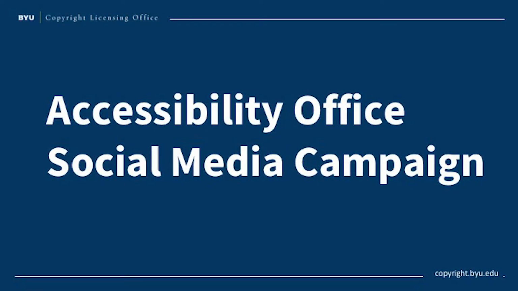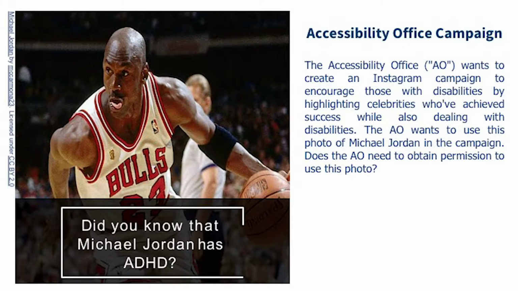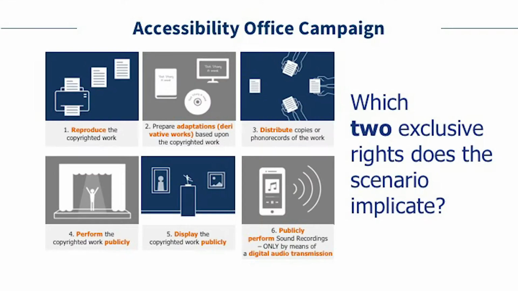So the first example here actually comes to us from the Accessibility Office here on campus. The Accessibility Office wanted to create an Instagram campaign highlighting celebrities who've dealt with different disabilities in order to help students understand that you can have hope and success even dealing with disabilities. And so they had reached out and asked if they were able to use this photo of Michael Jordan in their campaign.